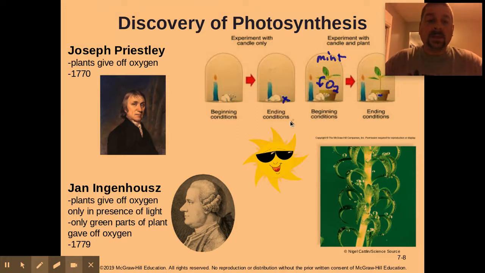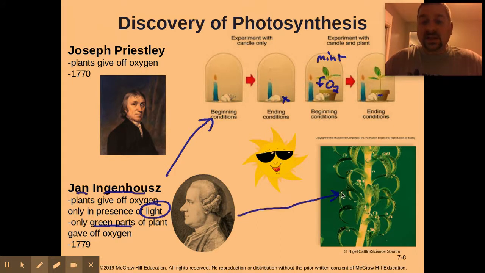Soon after that, Jan Ingenhousz kind of repeated this experiment, but he noticed it only happened when they were in the presence of light. And it also was just the green parts of the plant. You can notice some aquatic plants will actually give off bubbles of oxygen underneath the water, and you can collect that. And so he repeated this where some of them were in the dark, and then some of them in the light, and only the ones in the light did the mouse stay alive, because the plant was actively photosynthesizing.